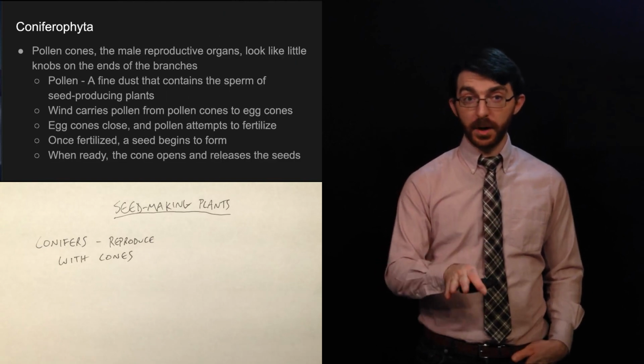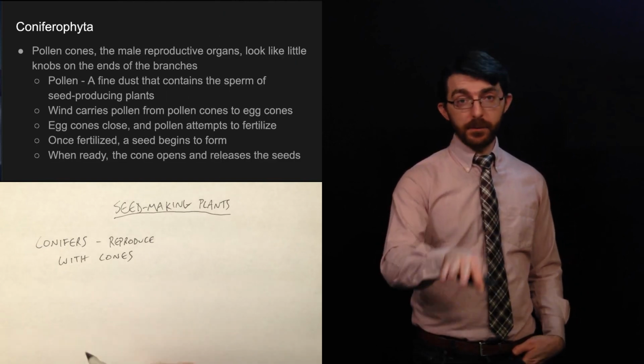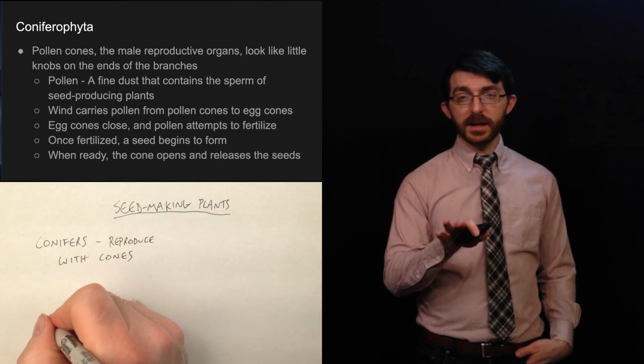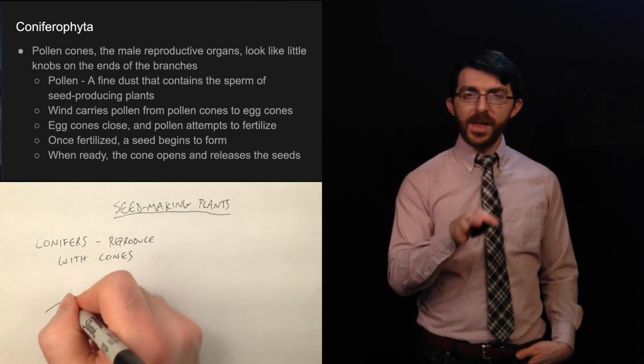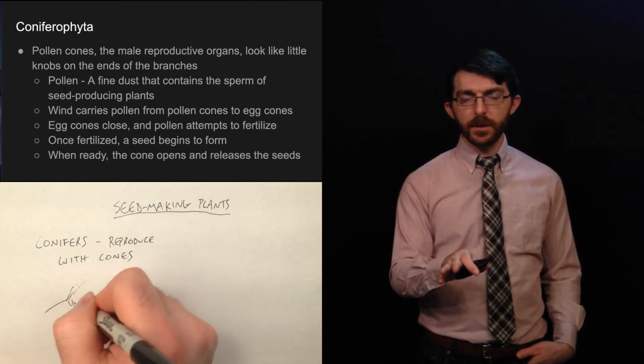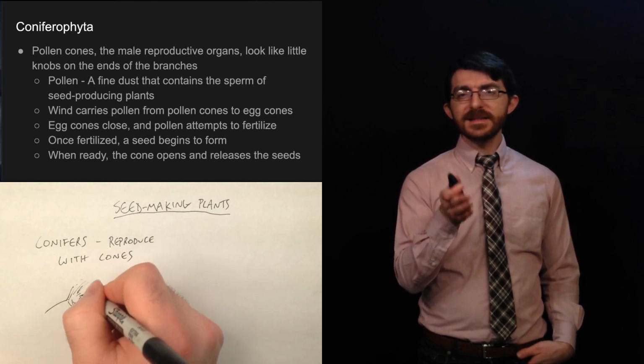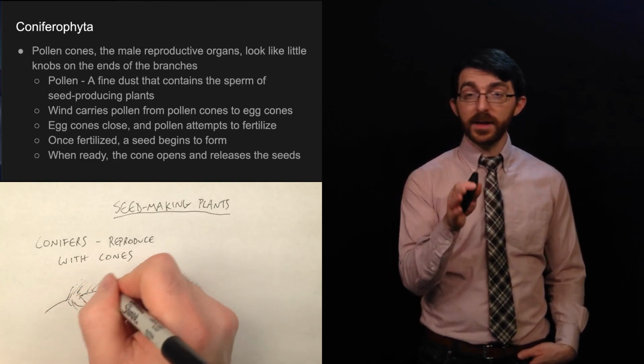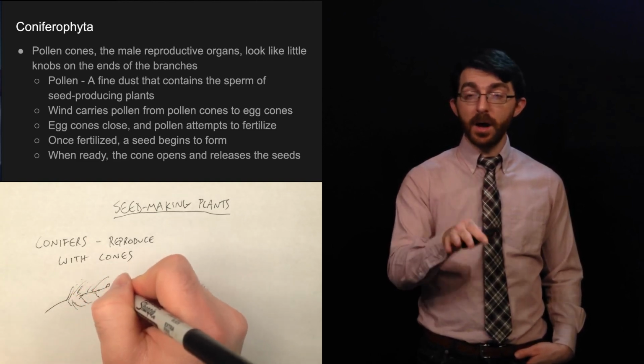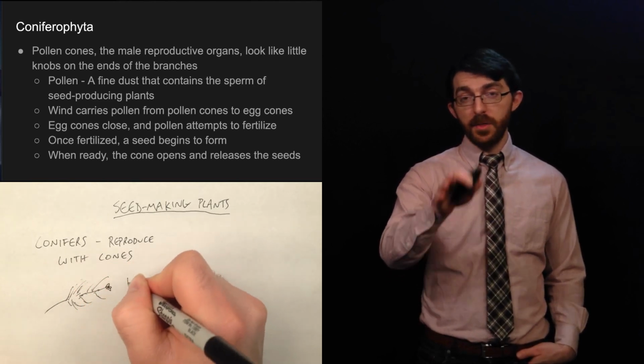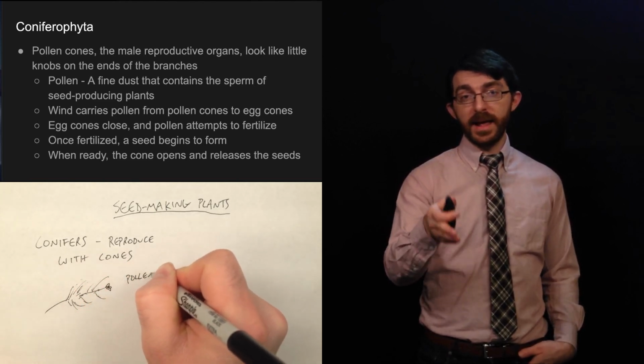So pollen cones, they're the male reproductive organs. They look like little knobs on the ends of the branches. Now, pollen is a fine dust that contains the sperm of seed-producing plants, the male half of a plant's DNA.